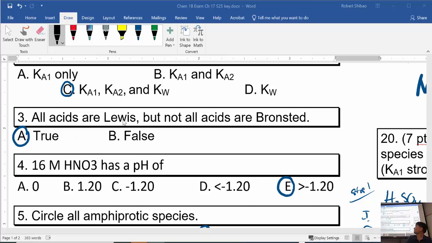All acids are Lewis, that's correct. Lewis acid is the most comprehensive definition. Bronsted is a very narrow definition. We focus on Bronsted because if we treated all acids as Lewis, we should be drawing out Lewis structures, and we should be trying to figure out the mechanism, the electrons.